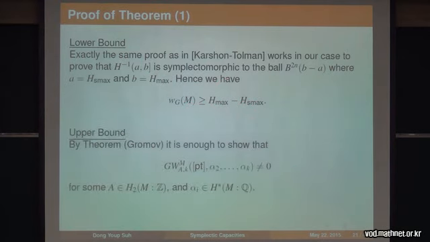An upper bound comes from applying Gromov's theorem. If the Gromov-Witten invariant of a certain A and certain alpha is non-zero, then we are done. So we actually have to find a case where the Gromov-Witten invariant is not equal to 0. There are infinitely many Gromov-Witten invariants, so what's the big deal of finding something which is not 0? Well, the Gromov-Witten invariant is very difficult to calculate, and that's the problem.